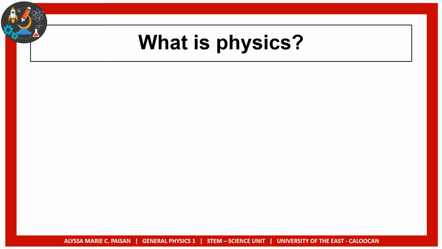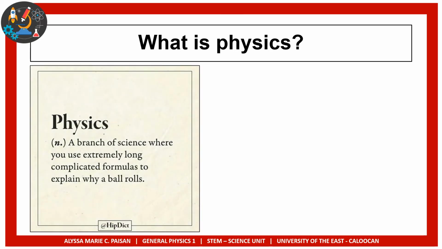Although physics has a scientific definition, some people find time to make up their own definitions inspired by their experiences in physics. I will show you some of the made-up definitions. According to this, as you can see, physics is a branch of science where you use extremely long complicated formulas to explain why a ball rolls. Yes, physics is a branch of science. Yes, physics uses extremely long formulas to explain why a ball rolls. This definition might be made up by someone who was frustrated with the formulas involved in physics.